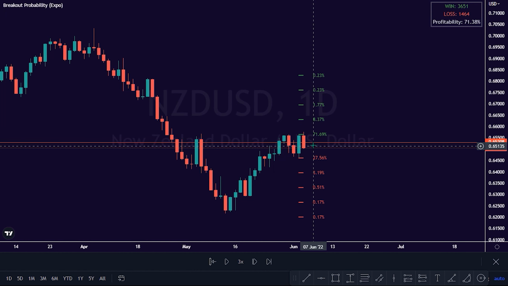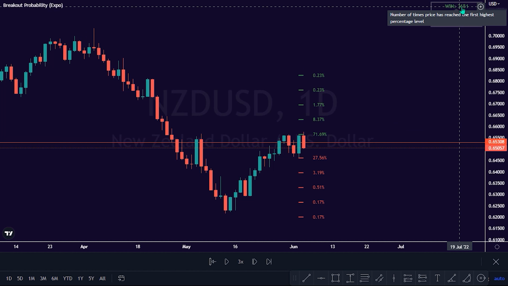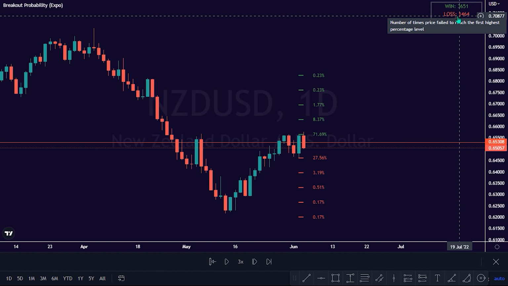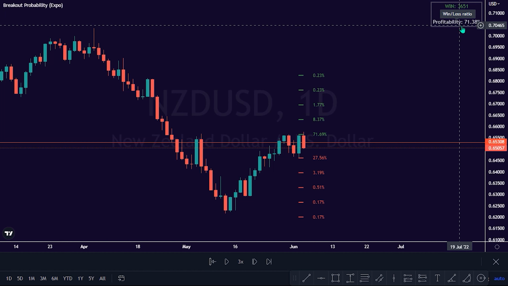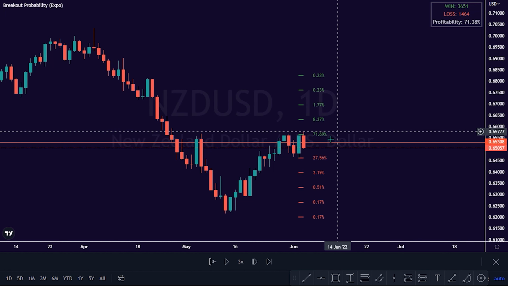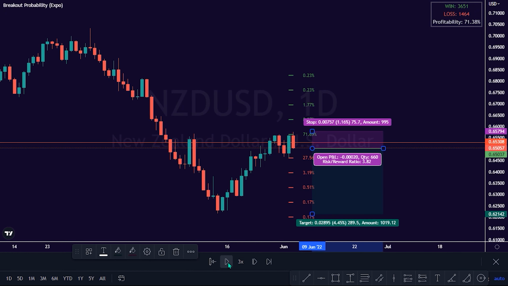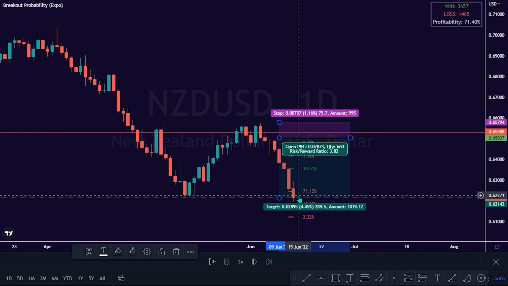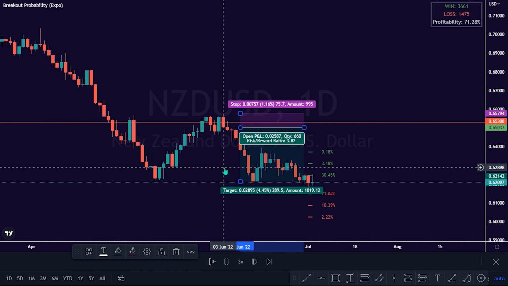The next step is to navigate to the daily time frame to relate the profitability ratio to the weekly time frame. On the daily time frame, the win rate is 3,651. The loss rate is 1,464. And the profitability ratio is 71.38%. Traders can proceed to sell this setup. This is how to use the Breakout Probability Expo indicator to detect powerful trade setups in the market.